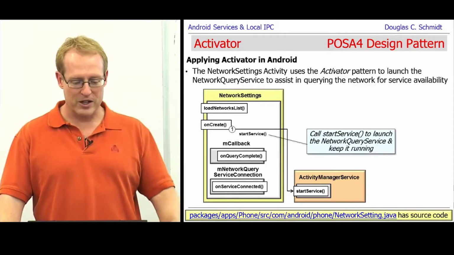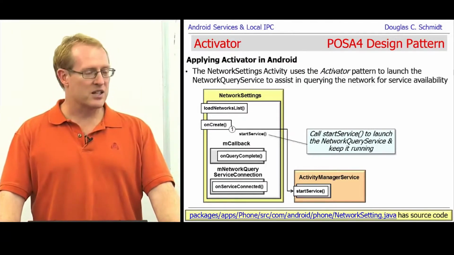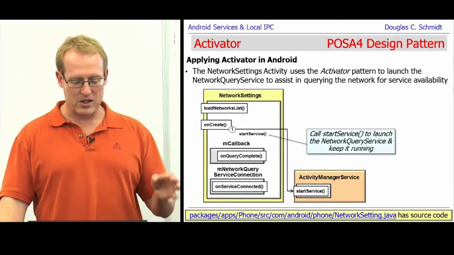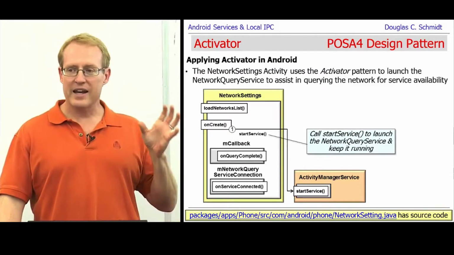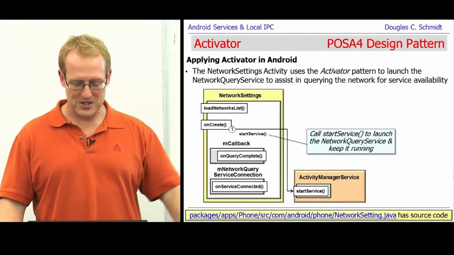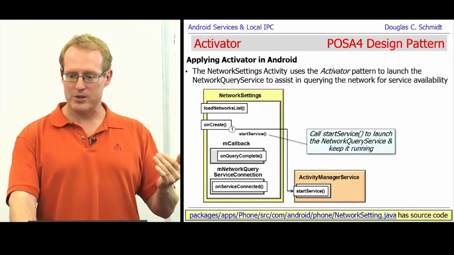You can take a look at that if you're interested. They have this network settings activity, and it has an onCreate method. When you launch it, it makes a call to start service and invokes start service to launch the network query service. But it doesn't talk to that directly, of course. It talks to the activity manager service.